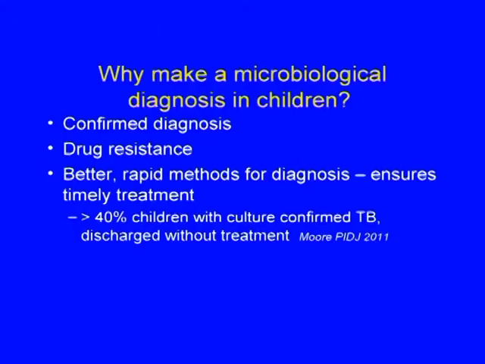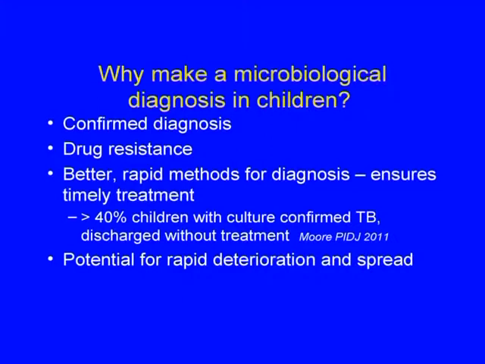Now, is this important in children? Well, if you look at the literature, up to 40 to 50% of children who are hospitalized with suspected TB, who then turn out to have culture-confirmed TB, are discharged from hospital without treatment. Why is that? Because culture takes 4 to 6 weeks. So they're discharged without having been thought to have TB or considered to be at low risk for TB. And in the time in which they're discharged, there's obviously a lot of potential for worsening of the illness.